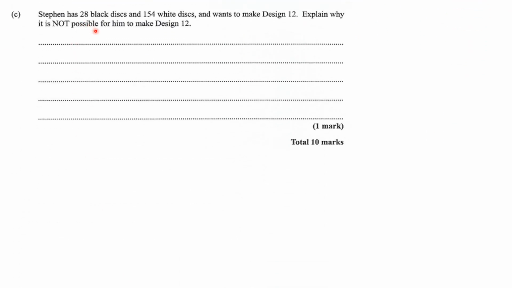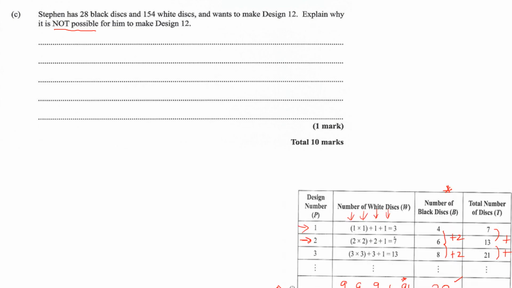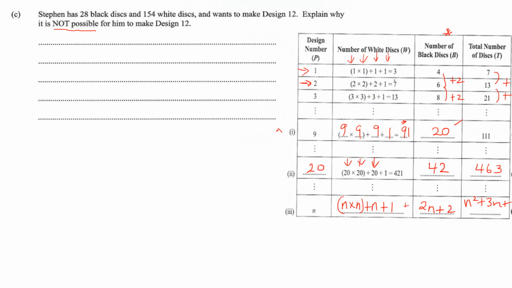Stefan has 28 black discs and 154 white discs and wants to make design 12. Explain why it is not possible. So let's underline that: not possible for him to make design 12. Okay, so we need the information from the previous question. So design 12, the number of white discs, will be n squared plus n plus 1.